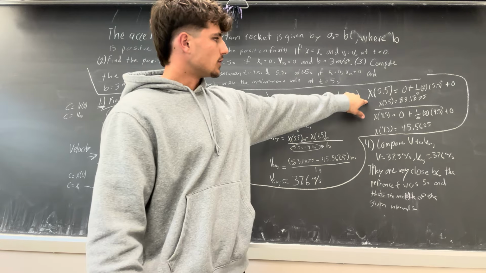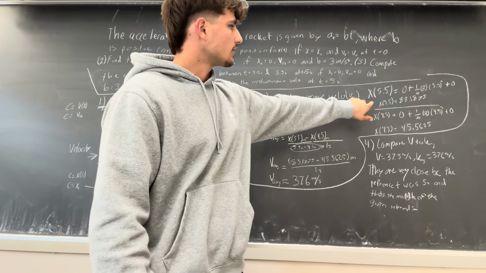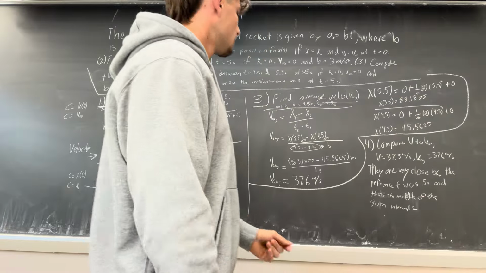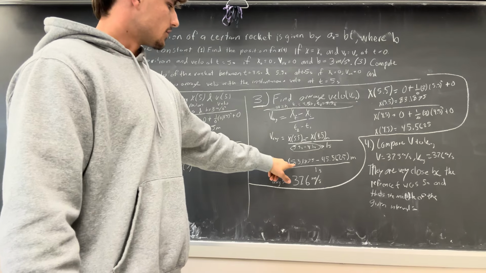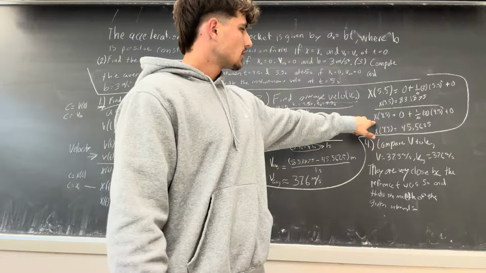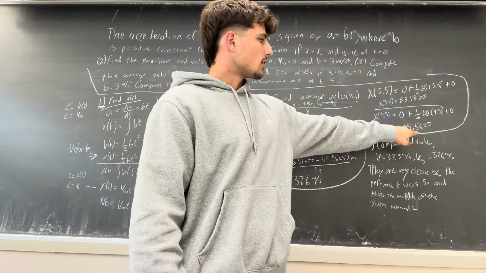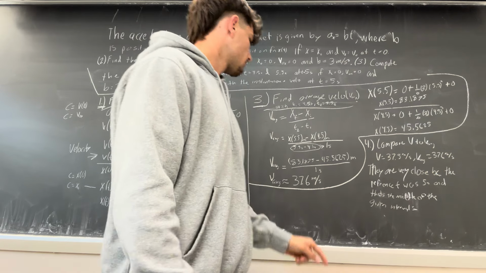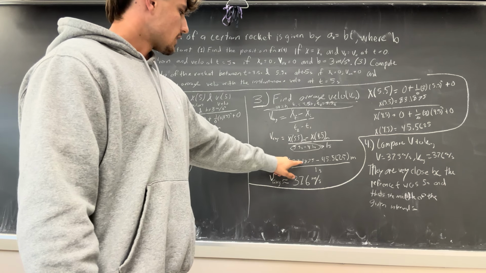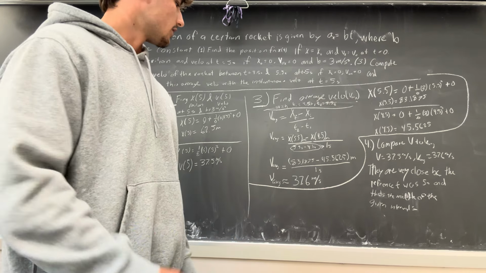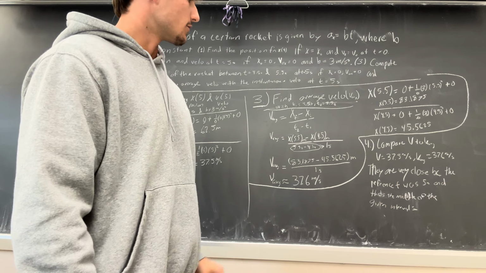So that gives you over here position at 5.5 seconds is 83.1875 meters. So you plug that in right here, and then position at 4.5 seconds is 45.5625. Those subtracted is 37.6, which is about 37.6 meters per second, which is the average.